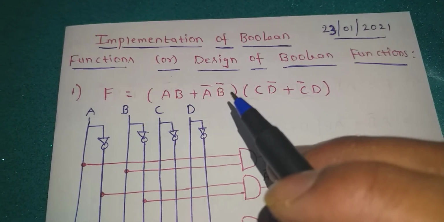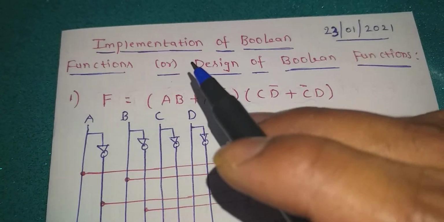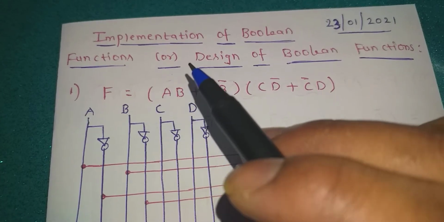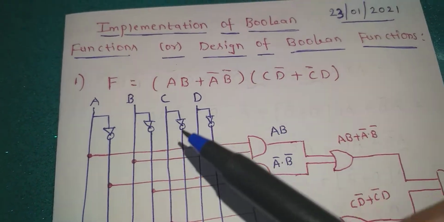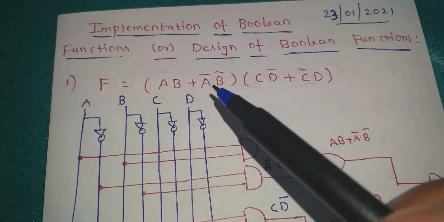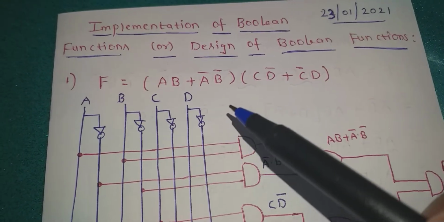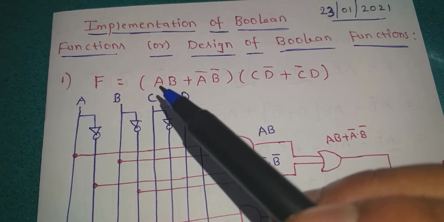Welcome back to the course of digital electronics. Today we will see implementation of boolean functions, or design of boolean functions. Now this is a boolean function. If you want to implement this boolean function digitally, observe how many input variables are there.